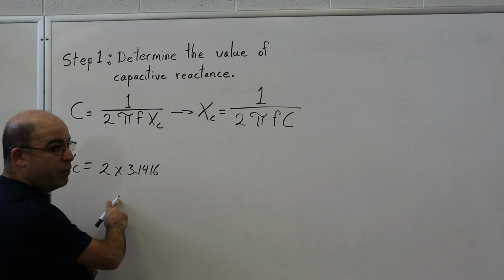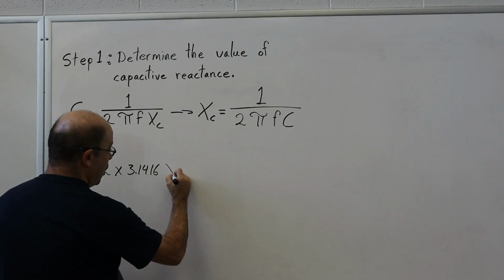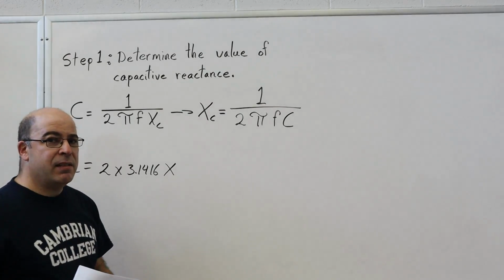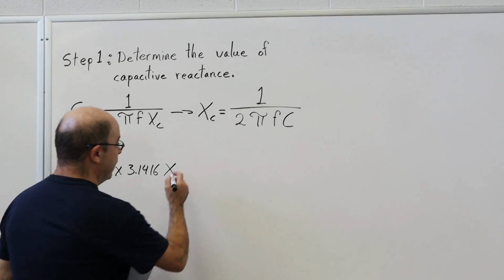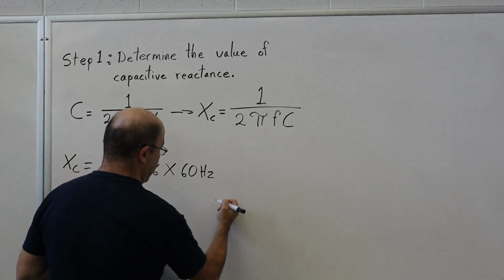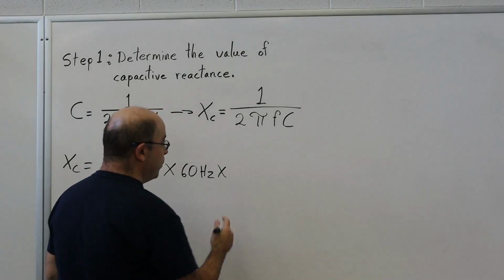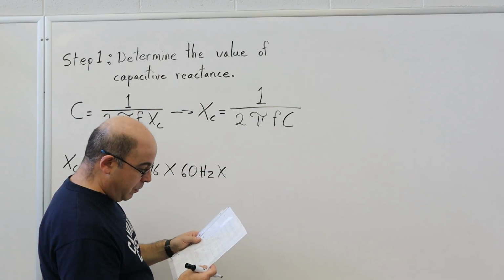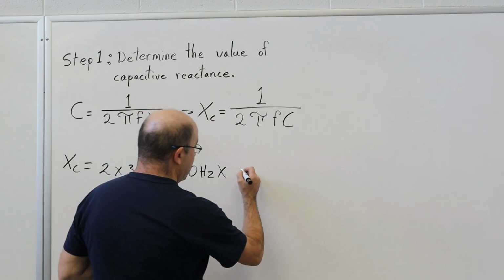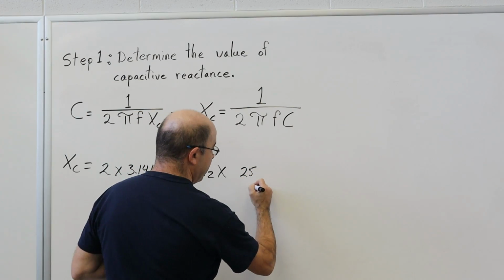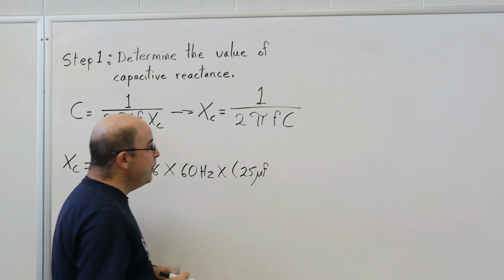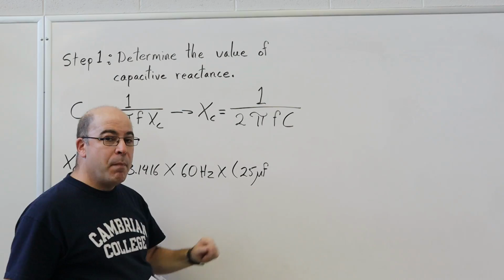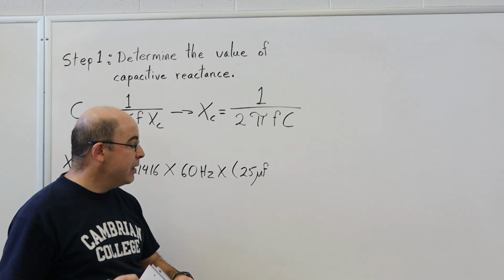Well, let's put in our values. Two times 3.1416. Now these are constants. Our frequency, which, by the way, I did not mention, is 60 hertz. It's a North American standard. And then we're going to multiply it by our value of capacitance, which in this case was 25 microfarads. This formula works off of the base unit of capacitance. If this is listed in microfarads, I have to adjust and account for that in the calculation.